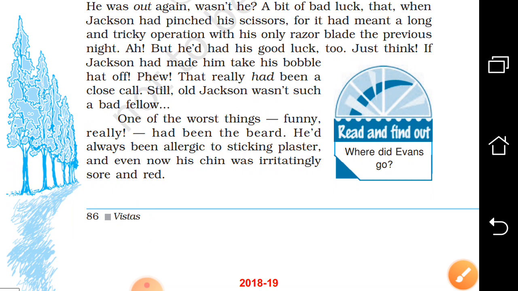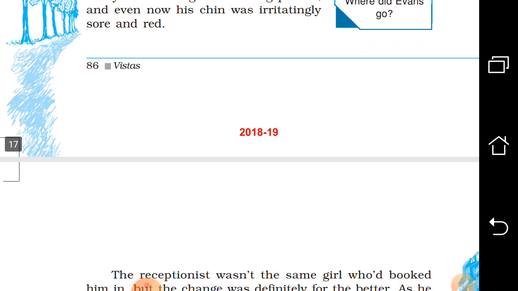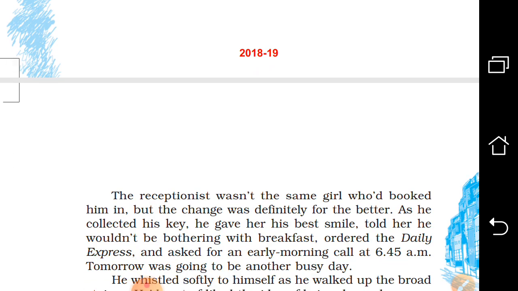One of the worst things really had been the beard. He had always been allergic to sticking plaster, and even now his chin was irritatingly sore and red. Actually, that beard part, because the hair that he had from his hair he applied as a beard, was really allergic for him. It is still irritating him, and there was a sore red color on his face, so he covered it with a smart new hat now. With a smart new hat, nobody would look at his damaged face.